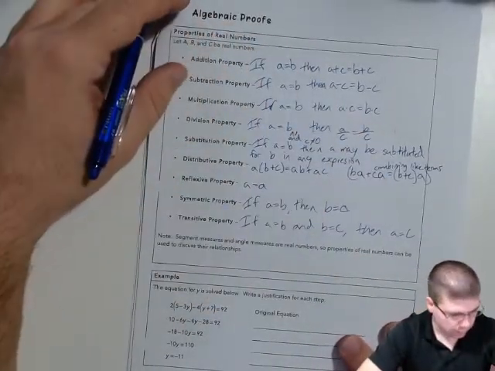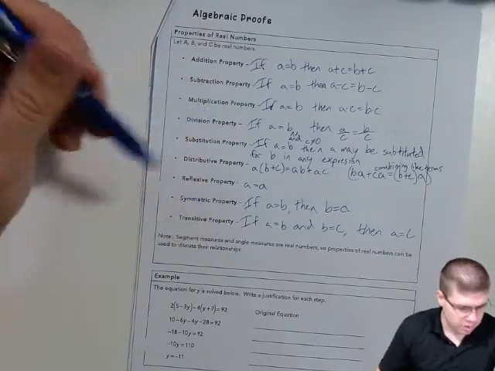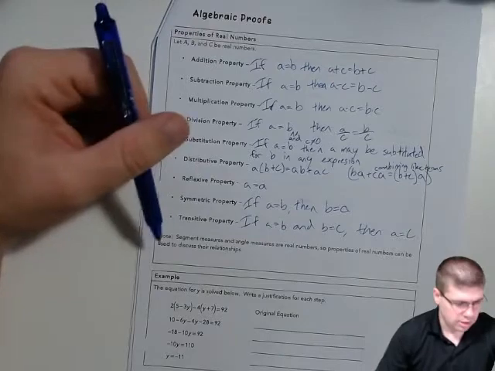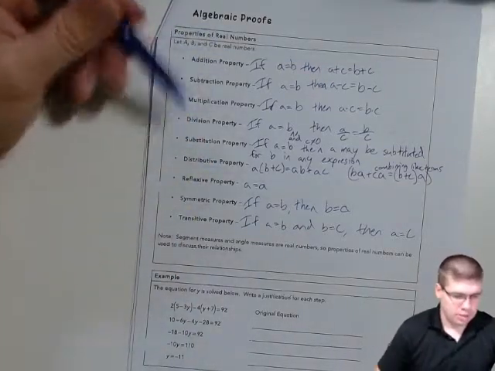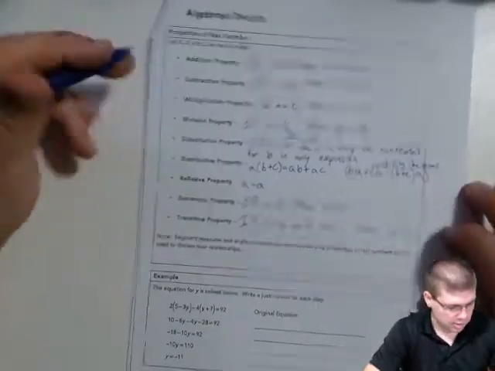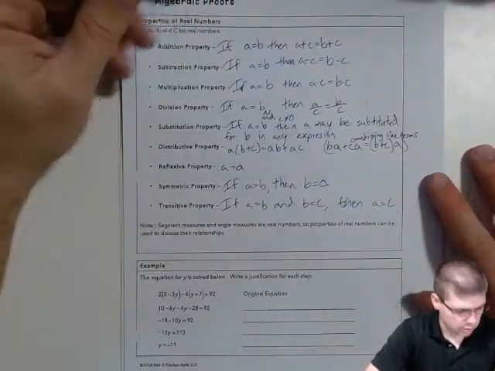It works either way. So note that segment measures and angle measures are all real numbers, so properties of real numbers can be used to discuss their relationships. And then we're dealing with real numbers here, so addition, subtraction, all those properties can apply if they're in an equation, and a lot of times some of this stuff is in congruence as well.